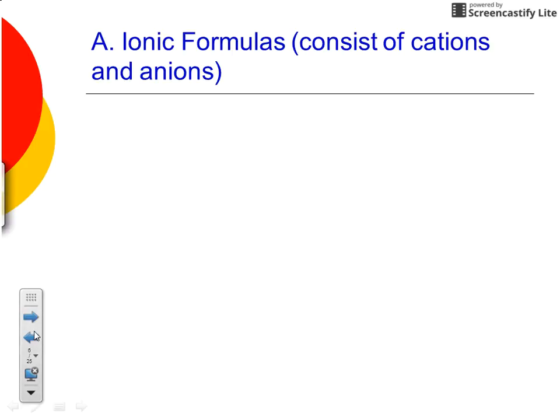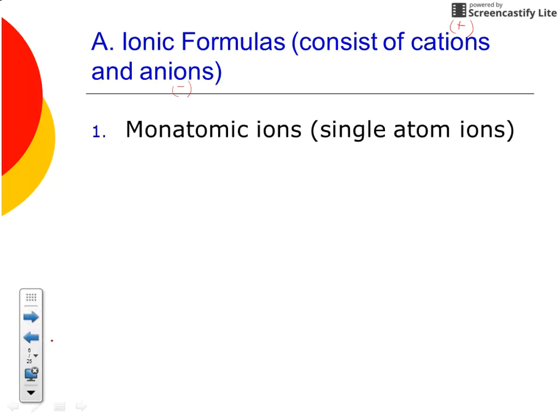Now, when you're thinking of ionic formulas, you want to remember that because they're called ionic, they do consist of cations and anions. Remember, cations are positively charged ions and anions are negatively charged ions. Our metals form cations and our nonmetals form anions. I want to focus for just a few minutes on the types of ions that we will encounter.